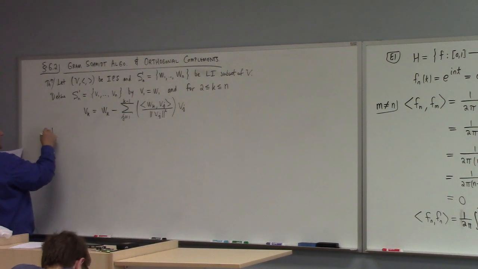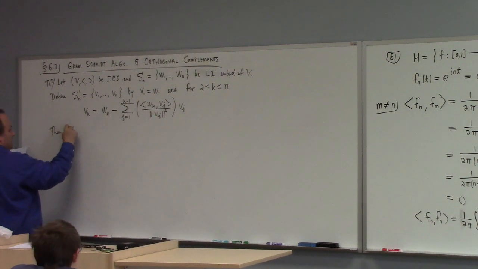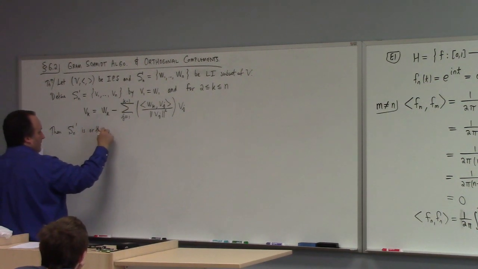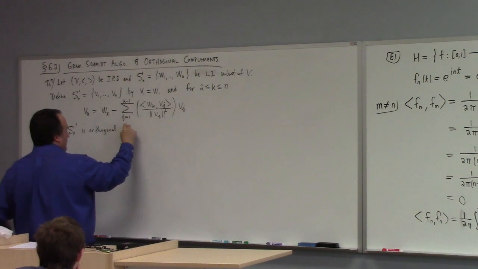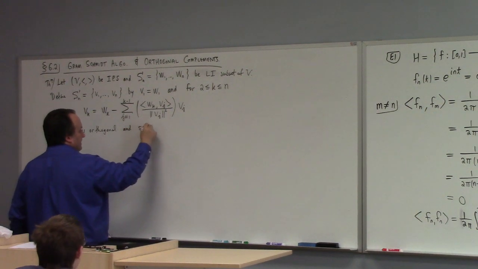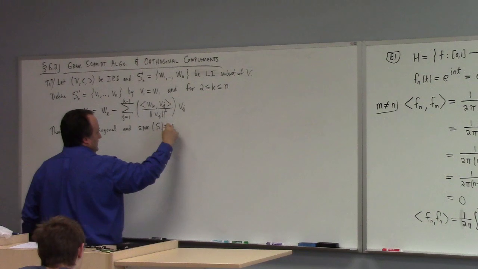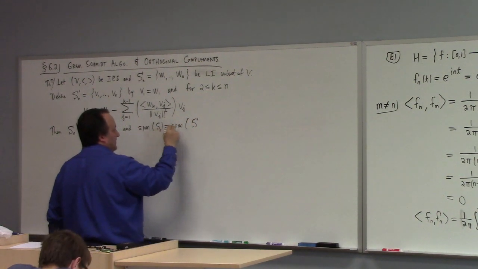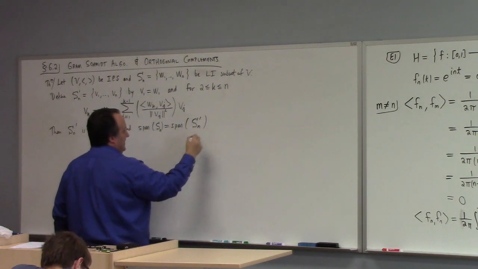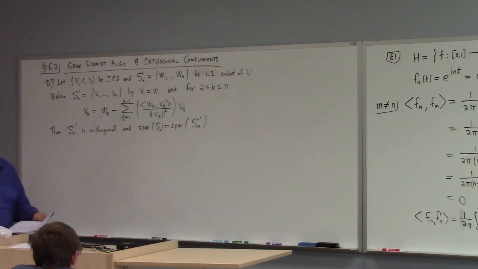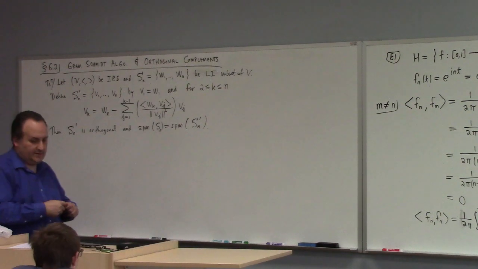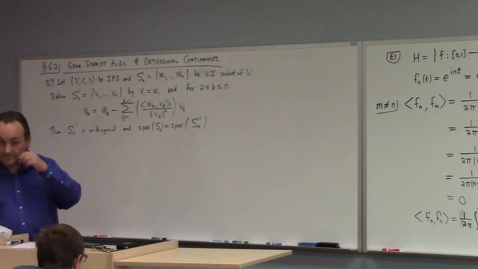What's the punchline? Then S sub n prime is orthogonal, and the span of S is equal to the span of S prime. I'll put n on here to emphasize that there is an n dependence to this claim. How are we going to prove an n-dependent claim for all n, do you think? Induction sounds like a good choice. Is it true for n equals 1?